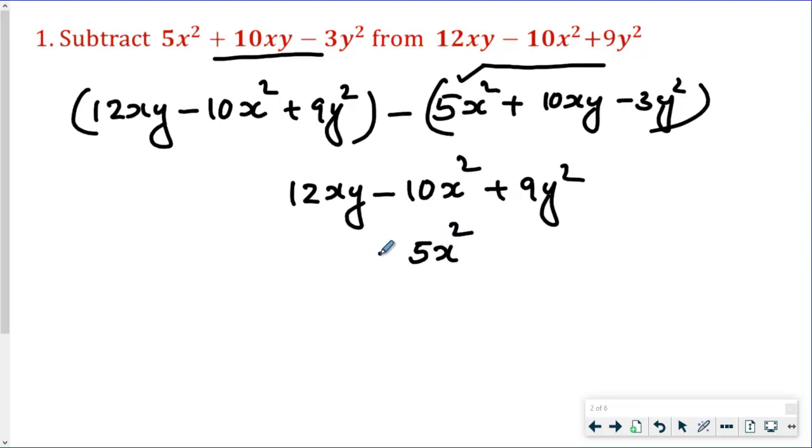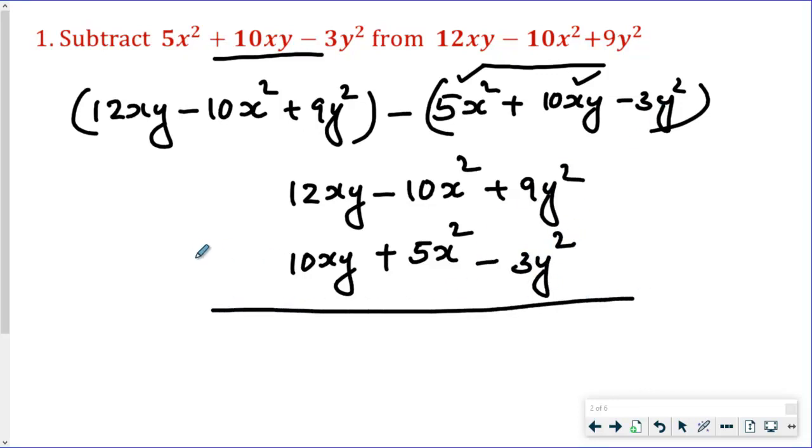Now 5x square, the sign is plus. You should now take the symbol. This is a subtraction. There was one bracket, so the symbol for 5 is plus. Now the second term is 10xy. The 10xy you have to write below 12xy because 12xy and 10xy both are like term. So you can write 10xy here. Now the next one is 3y square. 3y square you have to write below 9y square because these two are like term. 3y square, the symbol is minus.